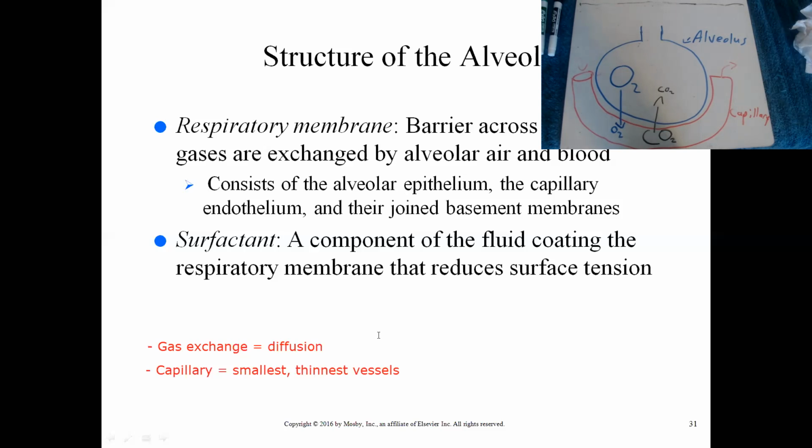And this is a good thing because the oxygen is going to help us make energy, so we want that in the body. CO2 is a waste product from metabolism, so we want to get rid of that. And exhaling it is easier since it's a gas.